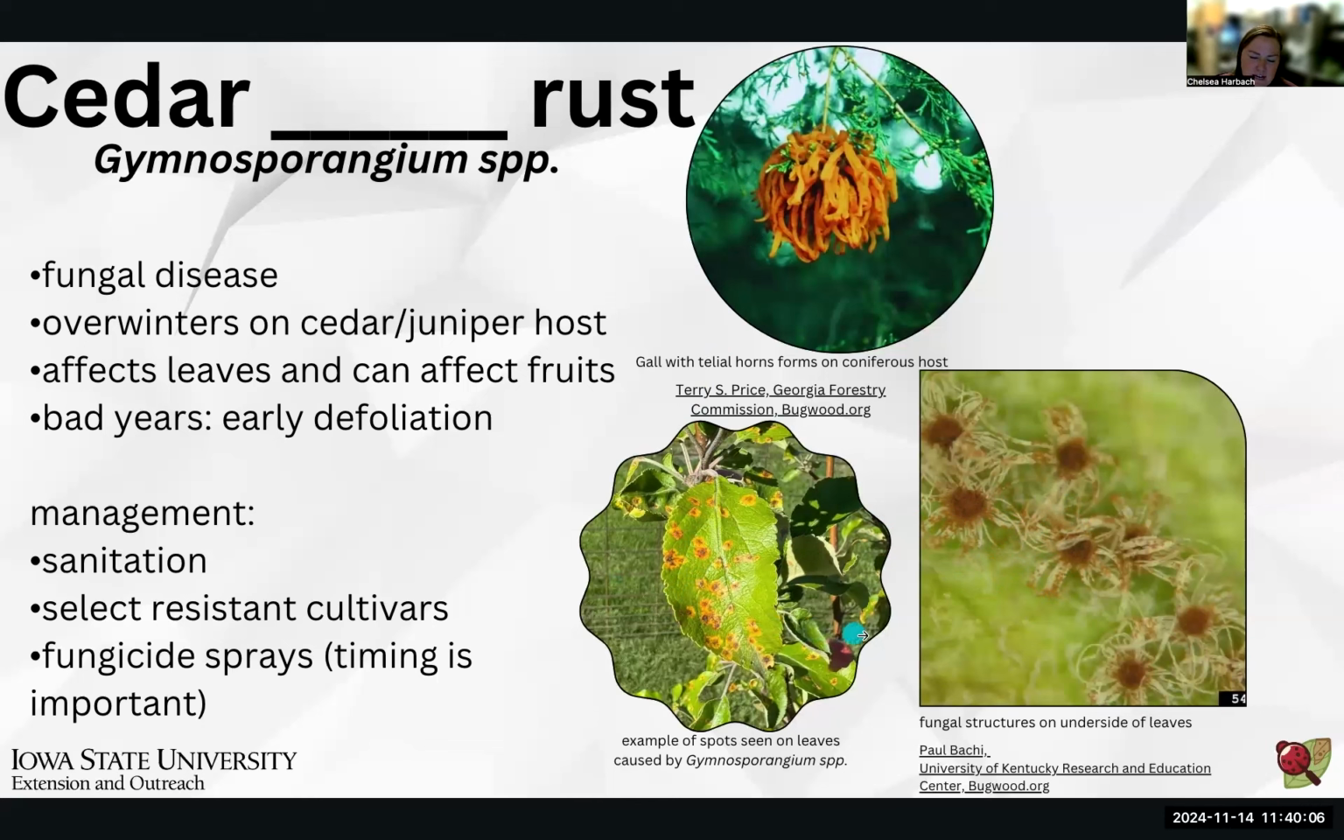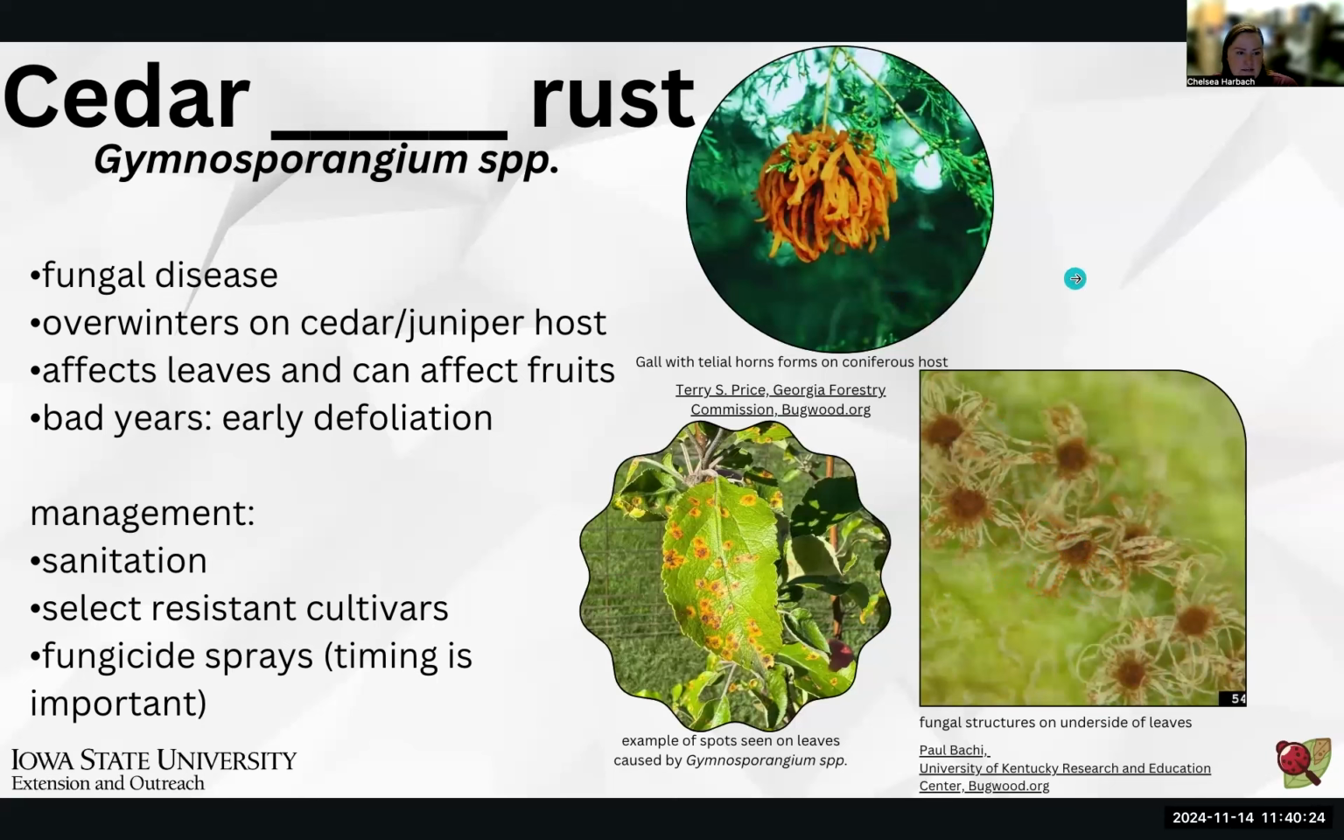And then on the underside of the leaf or on the fruit, you would have these finger-like projections that stick out from the fruit. And these are the spores that are produced that go and infect the cedar juniper host.